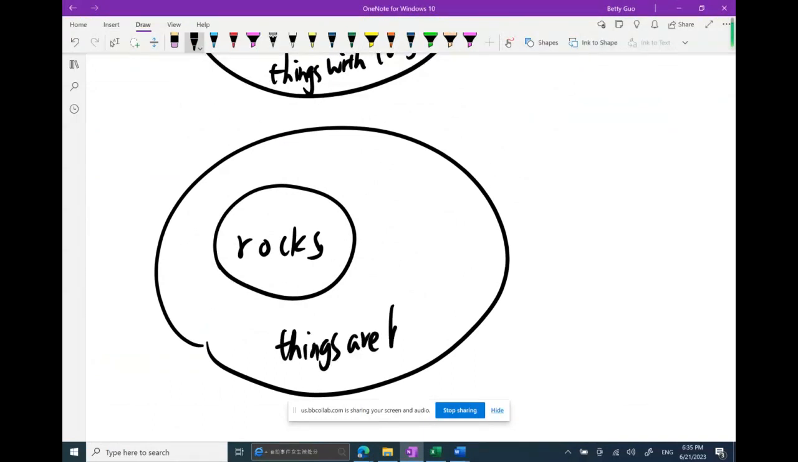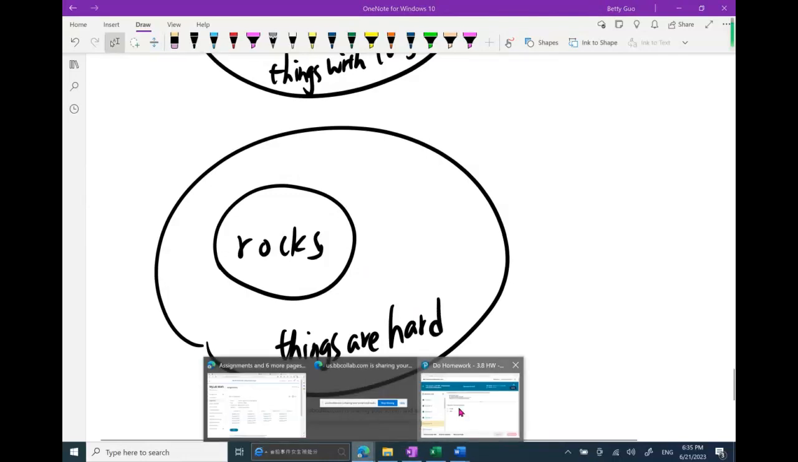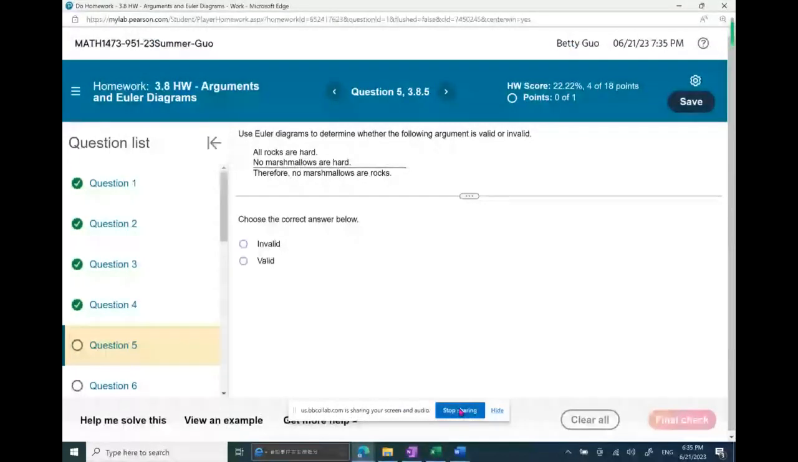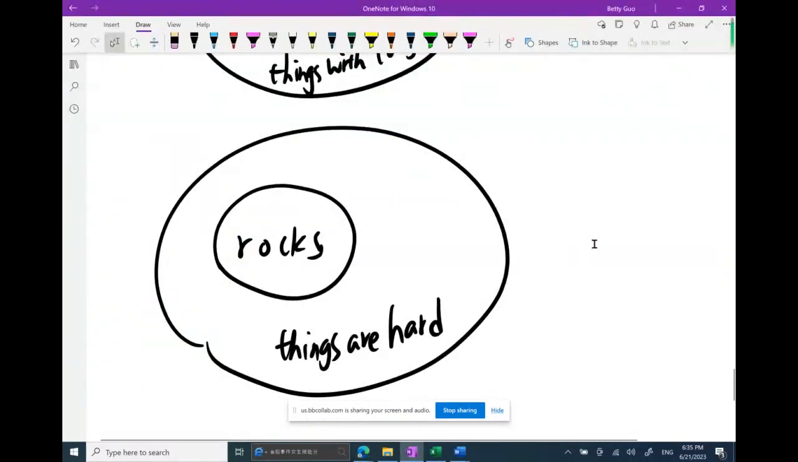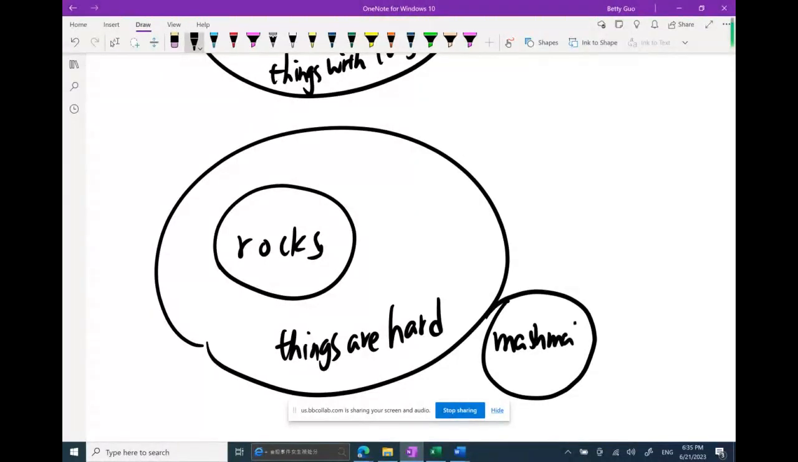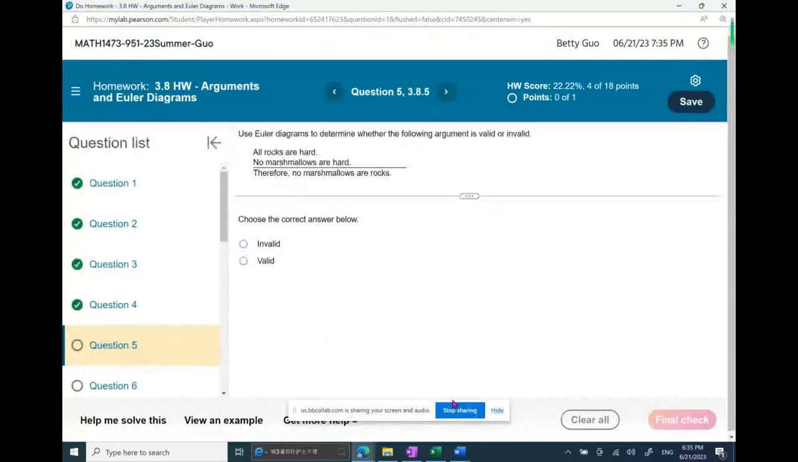Things that are hard. Yeah, the first premise says all rocks are hard. Okay, that's the diagram for the first premise. Second premise, no marshmallows are hard. So that means, let's say this is a marshmallow, that the set of things that are hard and the set of marshmallows are disjoint. They do not overlap, right? So can we make the conclusion that no marshmallows are rocks?